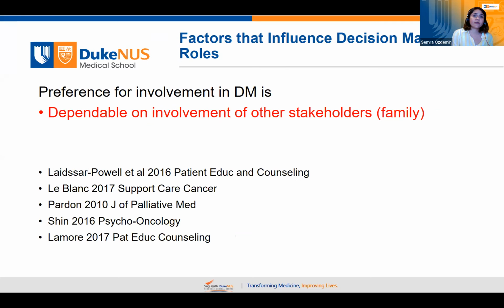And then preferences for involvement depend on the involvement of other stakeholders. This is something Janine also mentioned: how much as a person I can rely on my family, how much I trust that they can represent my opinions, my beliefs, my values. There's quite a bit of research on this as well. Most of this research actually comes from end of life decision making, because there's more research done in terms of caregiver involvement, not only surrogate decision making, but in general caregiver involvement. So we're seeing quite a bit of literature on this in end of life decision making.